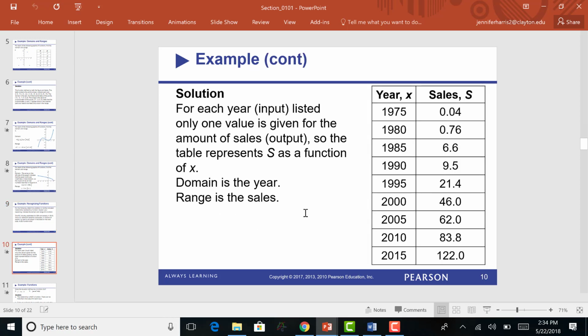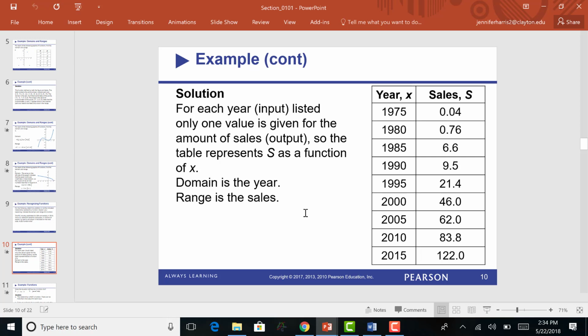Okay. All right, let's look at the table. For each year, there's only one amount for the sales. Is this table S a function of X? Well, what did we say it had to be when we looked at all the X values? All the X values have to be different. Are they? Yes, they are. So is this a function? Yes, it is.